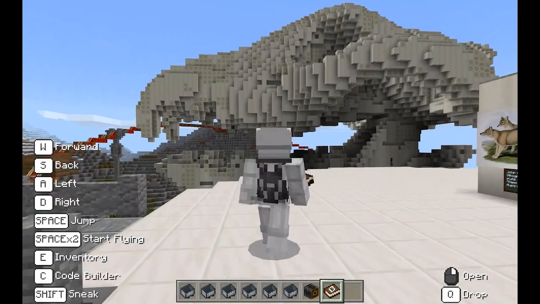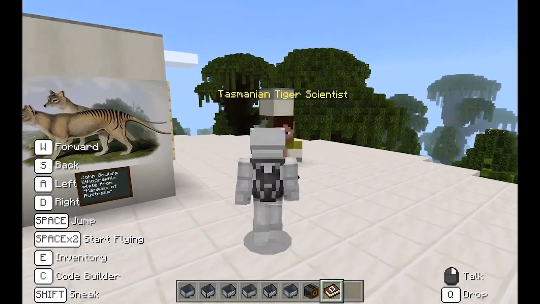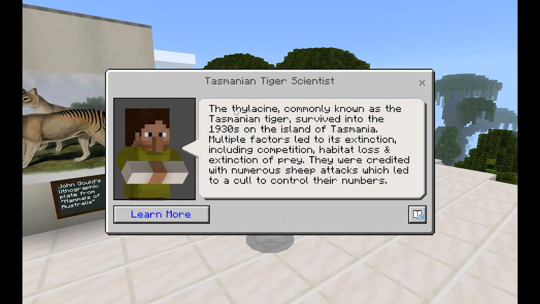Tasmanian tiger. That must be its skull. Crazy. Tasmanian tiger. The thylacine, commonly known as the Tasmanian tiger, survived into the 1930s on the island of Tasmania. Multiple factors led to its extinction, including competition, habitat loss, and extinction of prey. They were credited with numerous sheep attacks, which led to a cull to control their numbers.